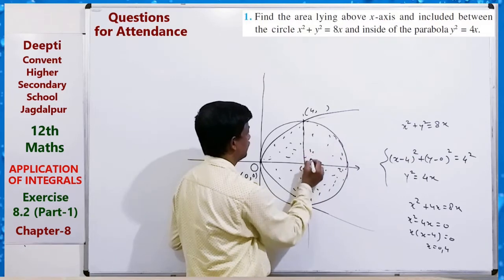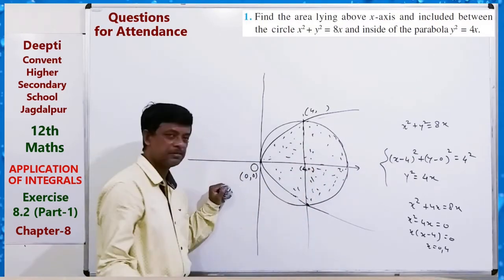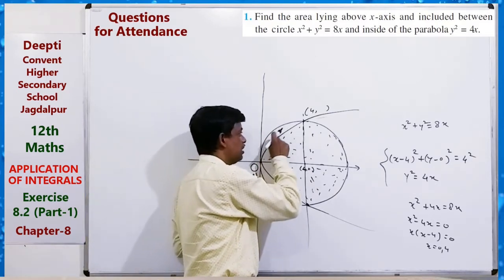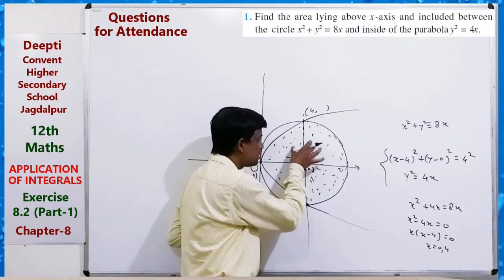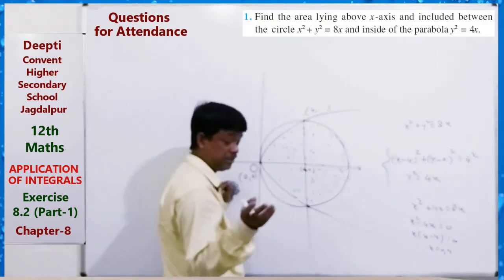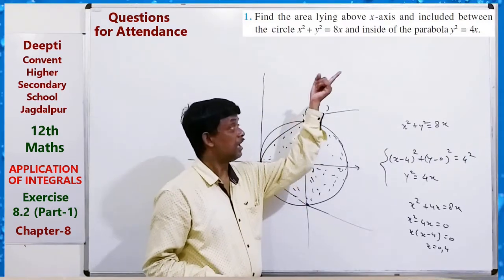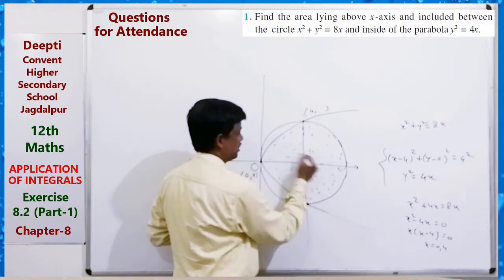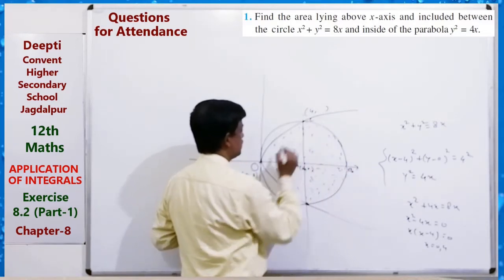This part is our required area, inside the parabola, not this part. Inside the parabola, so this part. These two parts are symmetric about the x-axis. That's why, but here we have to find the area above the x-axis. That means our required part is only this part, so O, A, B, C.